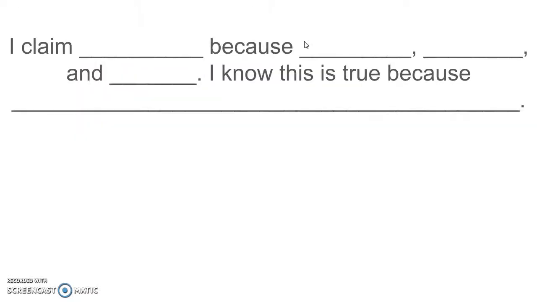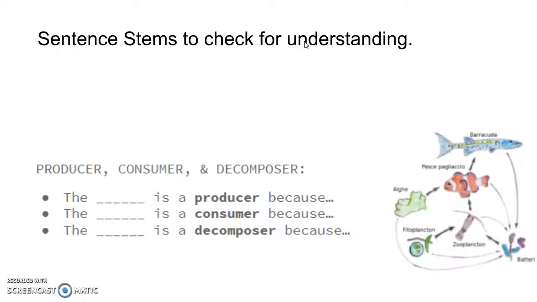Furthermore, once students have found their evidence, now we're moving on to the reasoning piece. It's important to use a sentence frame for oral practice to have them clarify their thinking using these sentence stems before they move forward with writing. Sentence stems can be used to check for understanding.